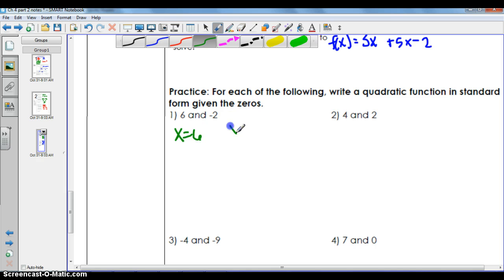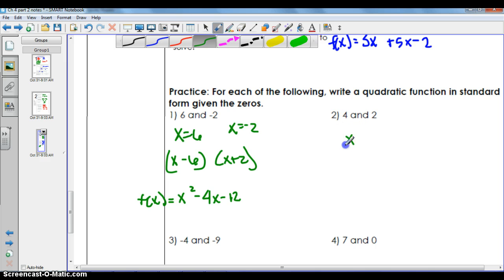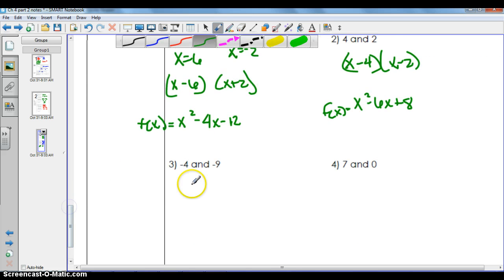So if we have x equals 6 and x equals -2, getting them back to the other side would be subtraction, so -6, and addition, so +2, and then FOIL. So you should have x squared plus 4x minus 12 for f of x equaling. Over here it would be -4 and -2, and FOIL, you get x squared minus 6x plus 8. And then the last ones here, x plus 4 and x plus 9. So x squared plus 36x plus 36.